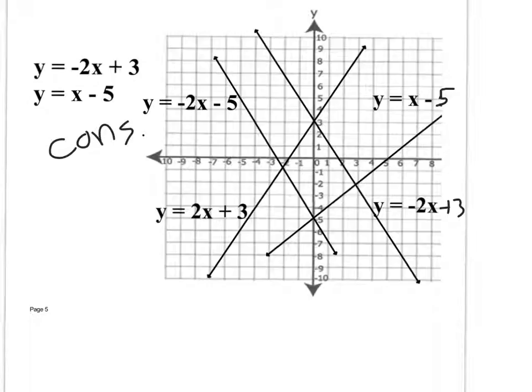How many solutions does it have? How many times do they cross? One. They cross one time, right there. So we say it's consistent and independent. Independent because it has one solution. Consistent because it has at least one solution.